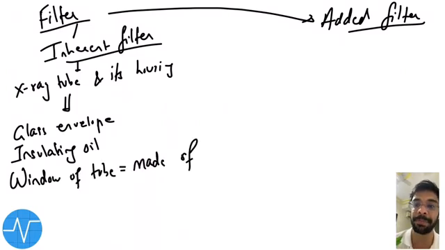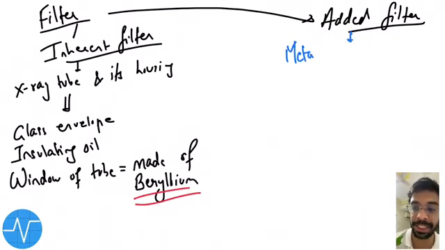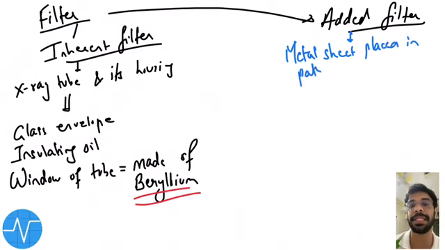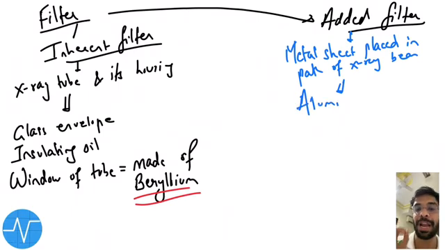Now, added filter means something is added in the process, which is a metal sheet placed in the path of the X-ray beam. This is either aluminium or copper, and it is given by aluminium equivalent.